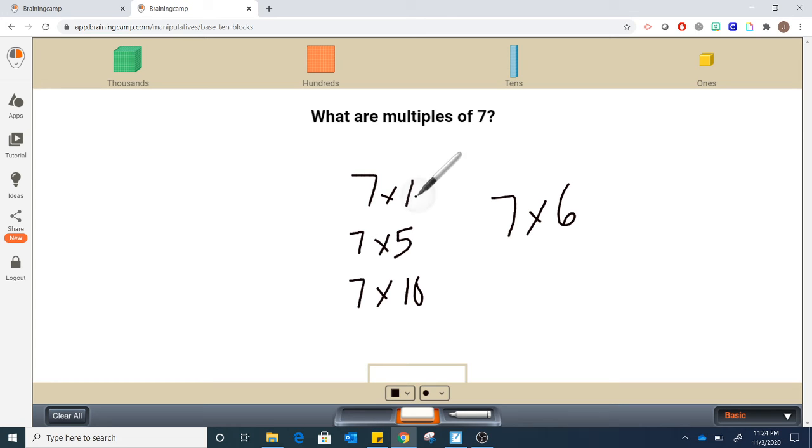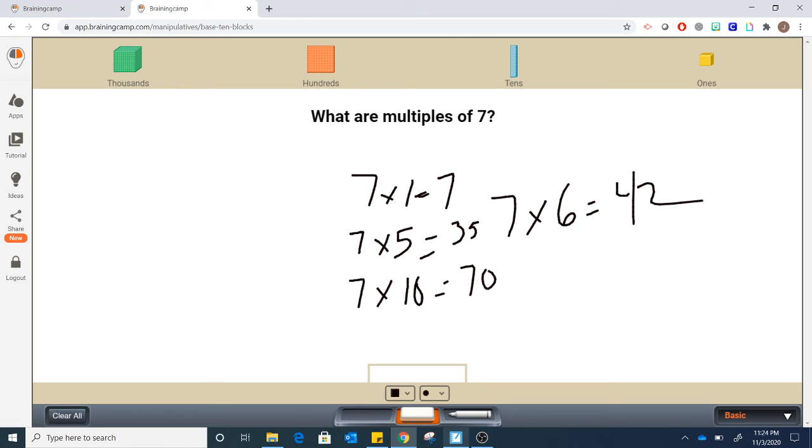So 7 times 1 is 7, so that's one multiple of 7. 7 times 5 is 35, so that's another multiple of 7. 7 times 10 is 70, that's another multiple of 7. And 7 times 6 is 42, which is another multiple of 7. Now, you might have had some of the ideas I've written, but also, you could have had some other ones. Any number you multiply by 7 is going to be a multiple of 7.